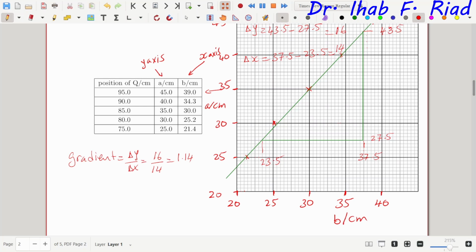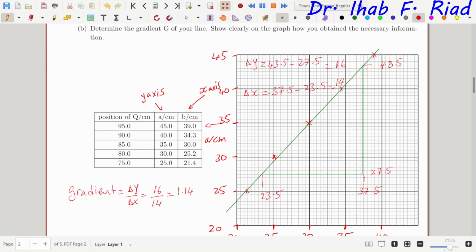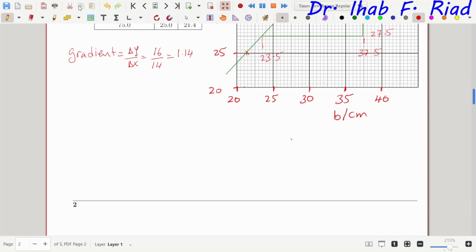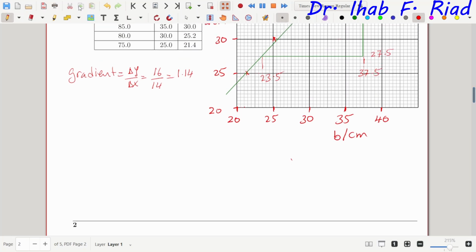Delta x is in centimeter. Delta y is also in centimeter. So it is centimeter divided by centimeter. The gradient in this case doesn't have any units. Make sure to know the sign of your gradient. This is very important.